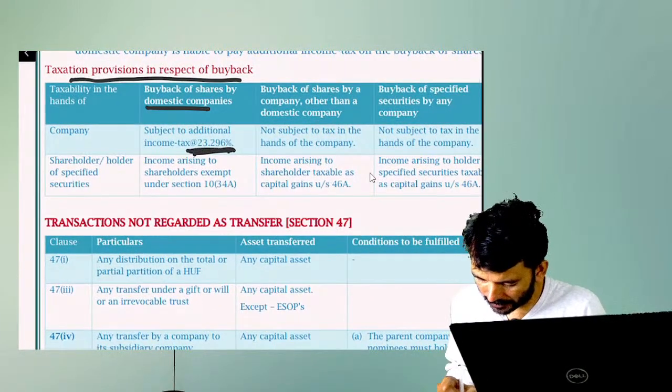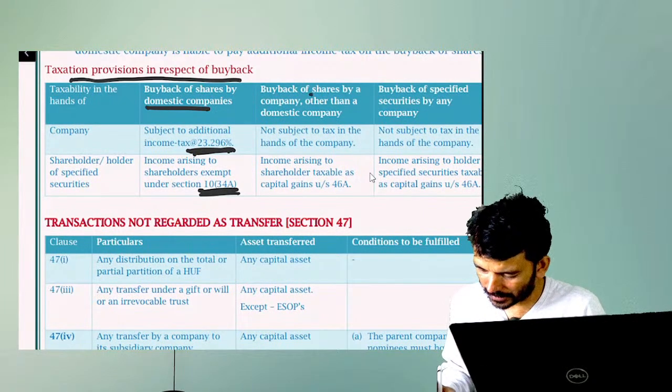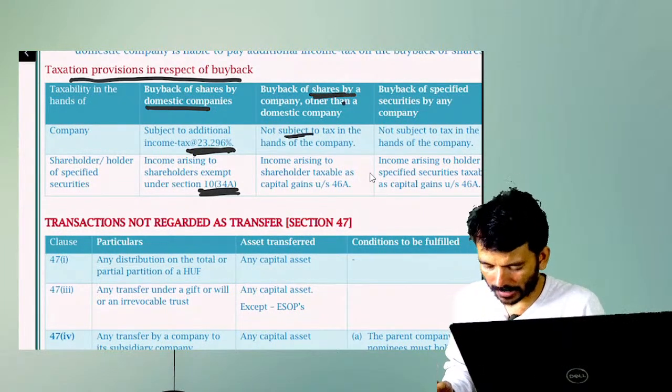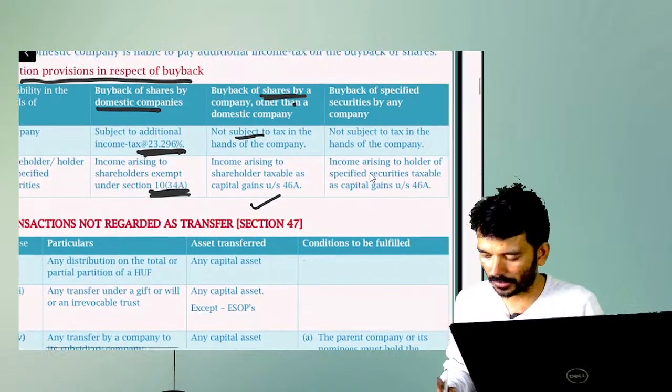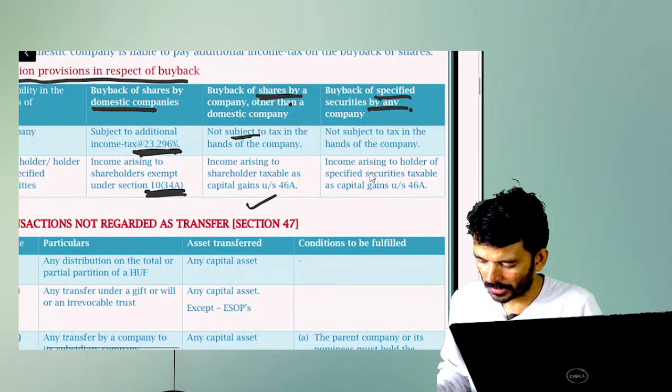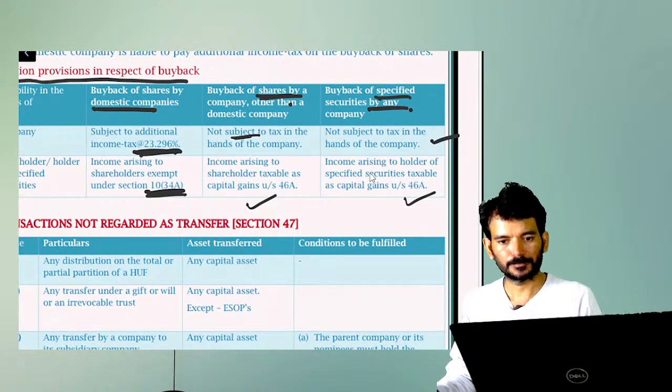For a domestic company, the company will pay, it is exempt for you. If it is other than a domestic company, it is not taxable in the company, because the company will not pay, so you will only pay. Obviously there is nothing like exemption. Here also, for specified securities, the company will not pay, you will only pay it.